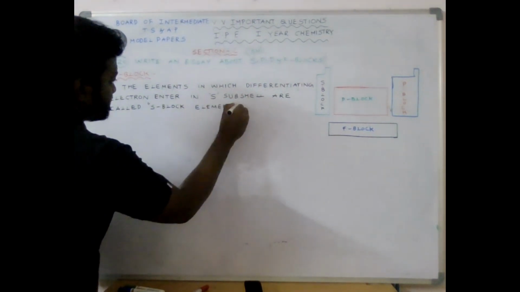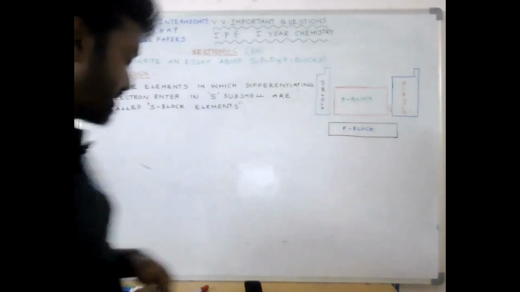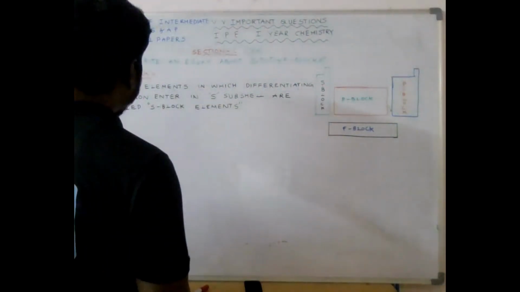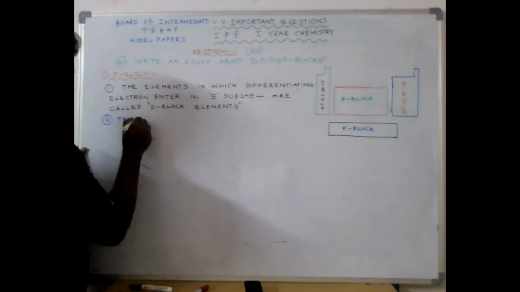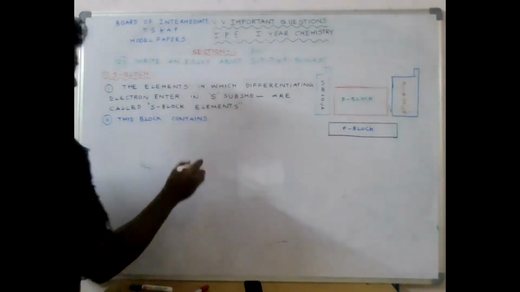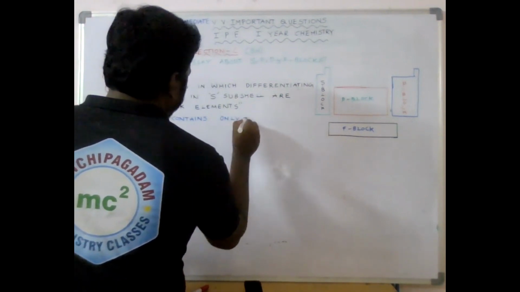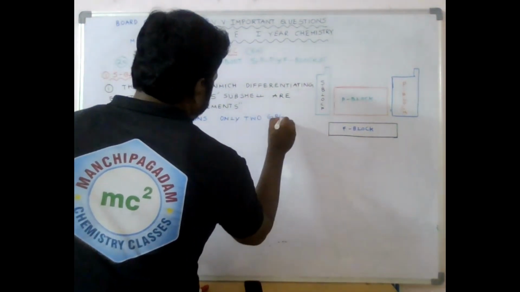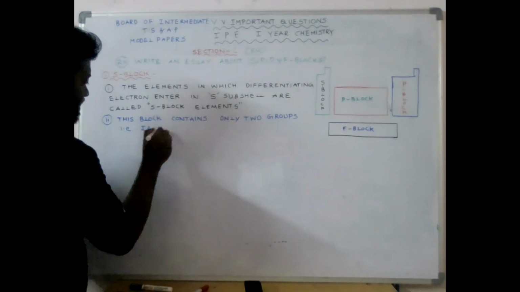Okay. So where is that S block in the periodic table? It is here, right? S block elements are on the left side, correct? So how many groups does it contain? It contains only two groups, first A and second A, right? That we'll write first. This block means S block. This block contains only two groups, that is first A and second A.